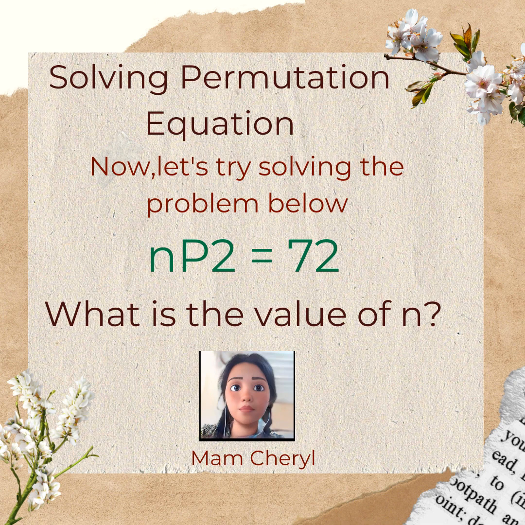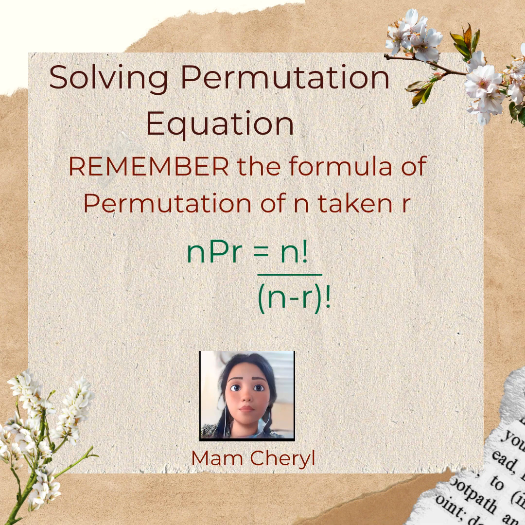Let's go back to our problem. The permutation of n taken 2 is equal to 72. What is the value of n? Remember the formula of permutation of n taken r is n factorial divided by n minus r factorial.